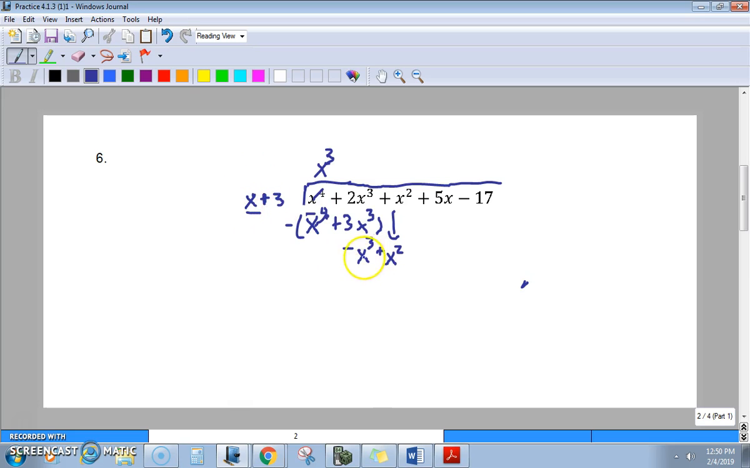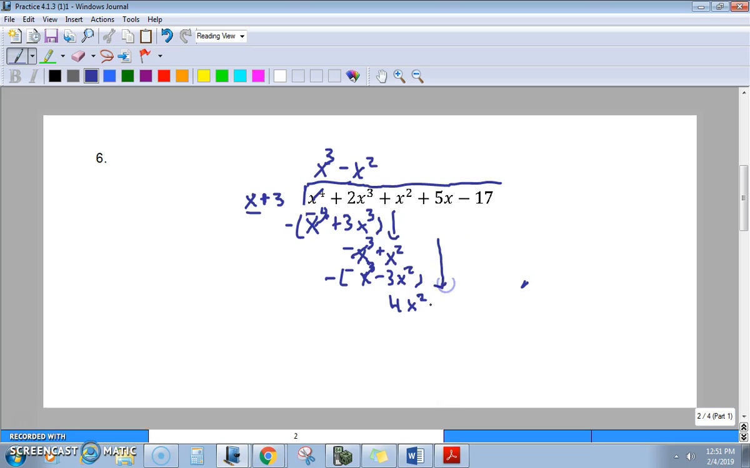How many times can x go into negative x cubed? That's going to be negative x squared. So then I get negative x cubed minus 3x squared. But we're subtracting. So cancel, cancel, but I have positive 1 plus 3, which gives me 4x squared.